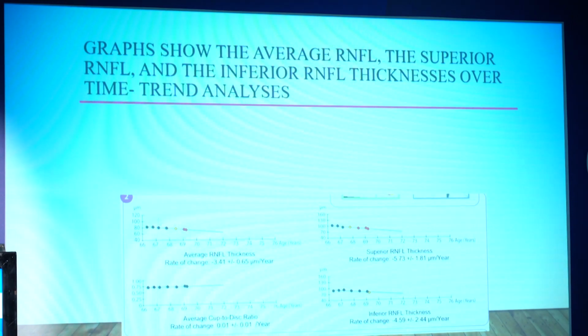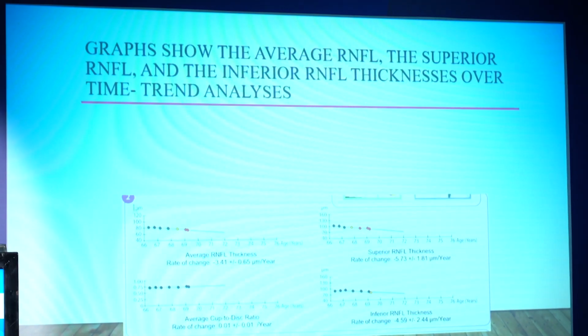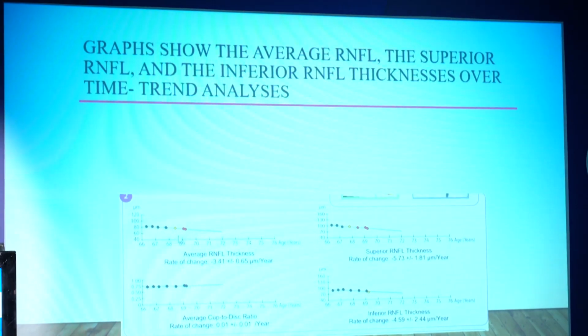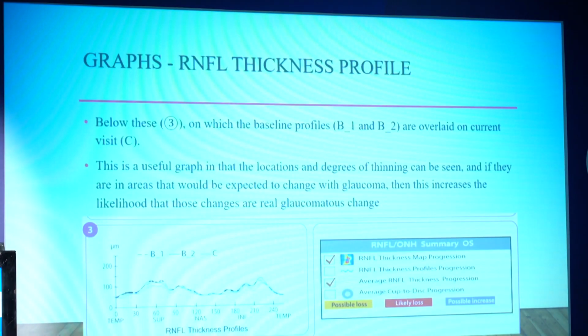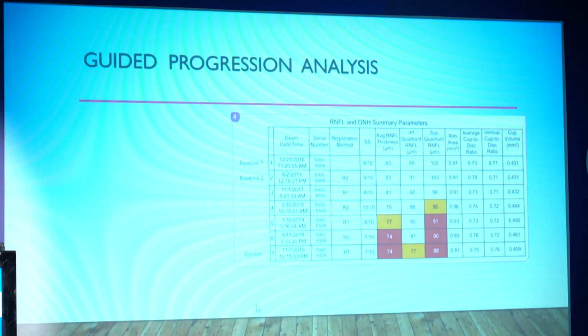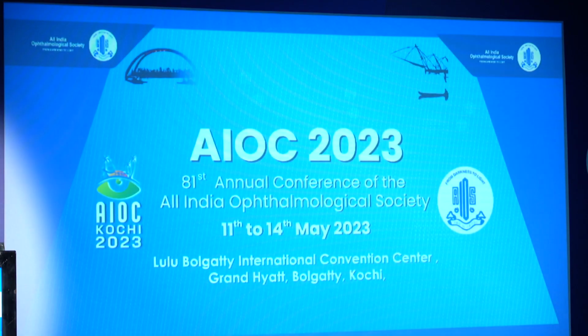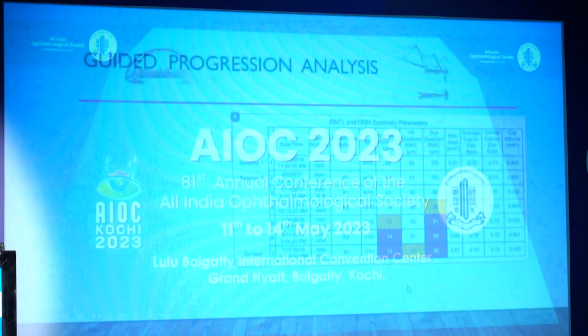Here also we can see the average, superior and inferior. The first significant change is shown as orange and dot, and then the subsequent changes are shown in red. This RNFL thickness profile compares the current visit, that is C, with B1 and B2, and here we can clearly see that there is some thinning in the inferior zone in the profile. So the GPA analysis is a summary of RNFL and optic nerve head summary parameters, and we see that the first significant change is marked as orange, and then the subsequent ones are in red. So average RNFL, inferior, superior, all are showing thinning.